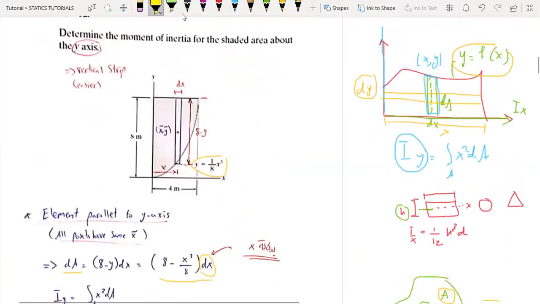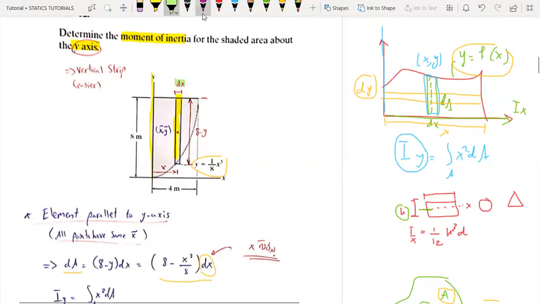So let's begin here. Determine the moment of inertia for the shaded area about the y-axis. So it's about the y-axis, so it's better to take a differential element parallel to it, so it will be a vertical element. Here it will be dx, and the height of this differential element will be what?